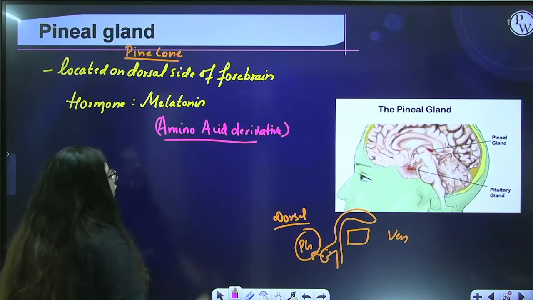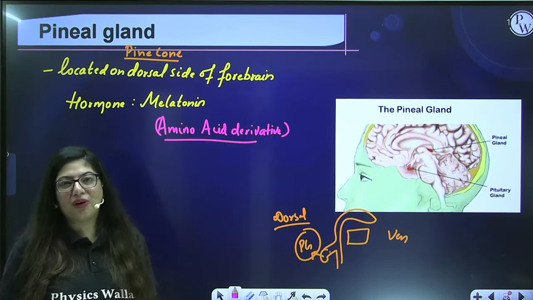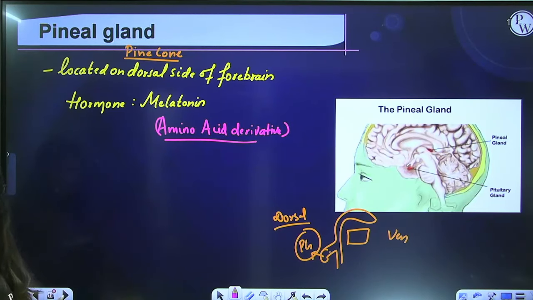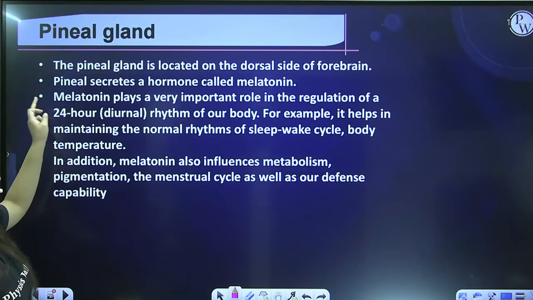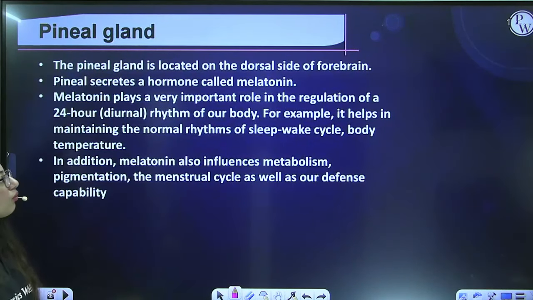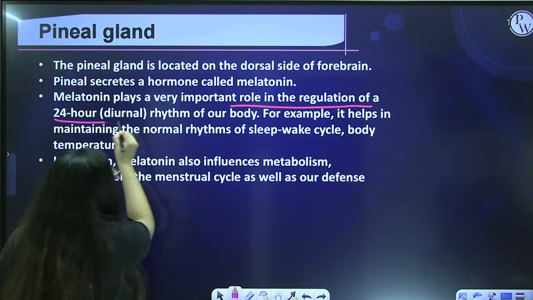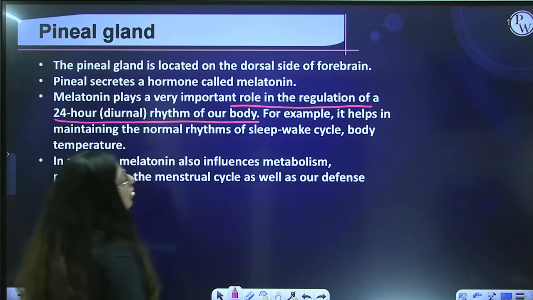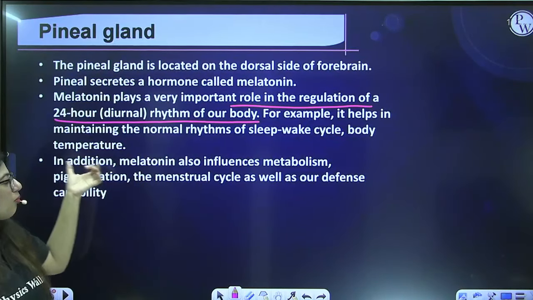Now, what is the function performed by this very small but very important gland? Let's talk about the functions. The pineal gland is located on the dorsal side of the forebrain. Pineal secretes the hormone melatonin. First, what is the important role? It plays a very important role in regulation of the 24-hour diurnal rhythm of our body. For example, it helps us maintain the normal rhythms of the sleep and wake cycle and body temperature.